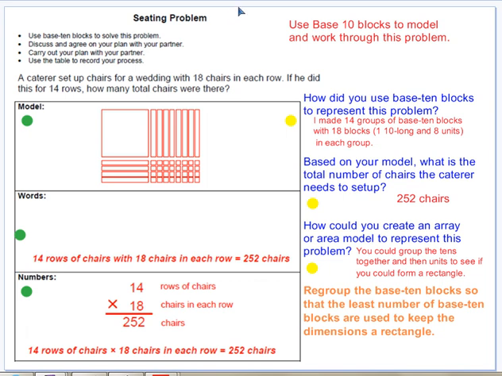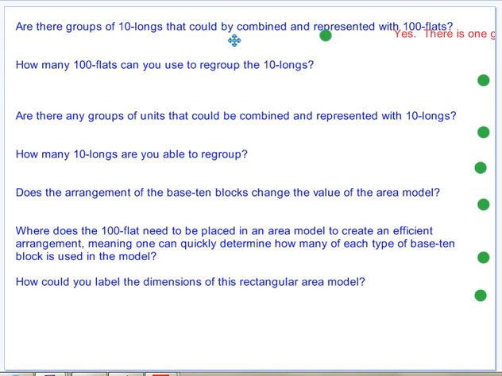So again, are there groups of 10 longs that could be combined and represented with 100 flats in our problem? Yes, there is one group of 10 longs. When you have 10 of the ones that have 10 units in them, you could represent that with a hundredths grid. How many 100 flats can you use to regroup the 10 longs? We're going to use one of the 100 flats because we only have 10 of the 10 longs that we can put together. This is called regrouping.